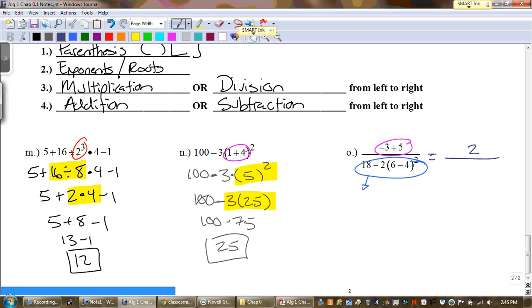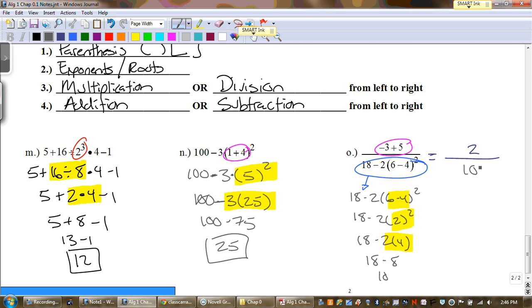Now we're going to worry about the bottom. I'm going to rewrite it. We got 18 minus 2, 6 minus 4 squared. We go inside the parentheses first. 6 minus 4 is 2. Okay, now we have to go and do the exponents right there. We get 18 minus 2 times 4. You have to do multiplication before subtraction. 18 minus 8, and then we get 10.